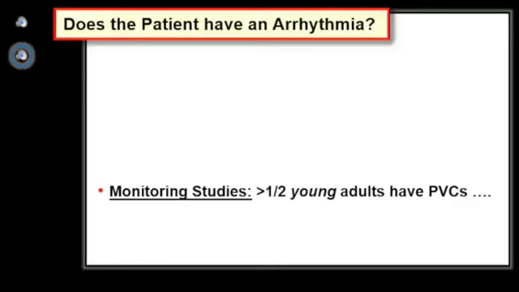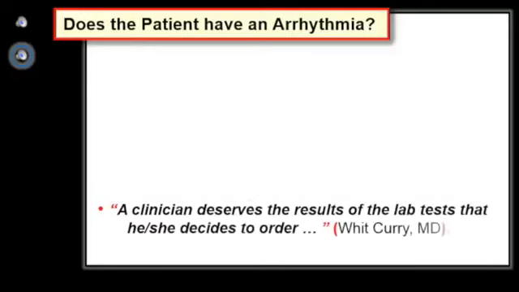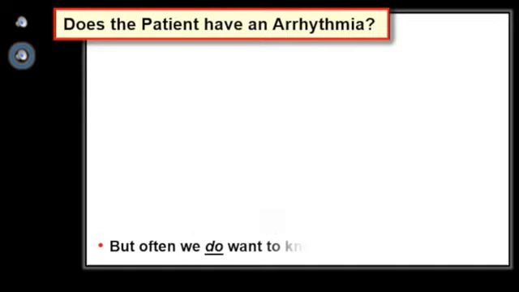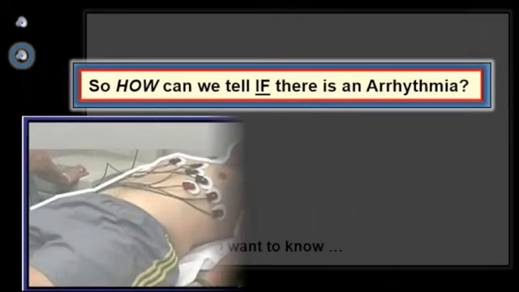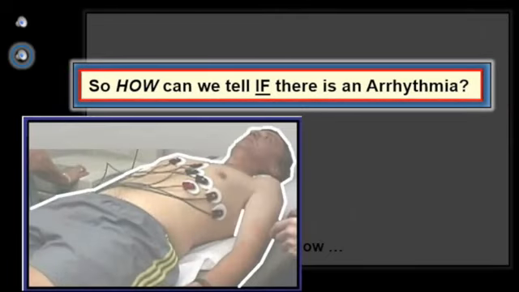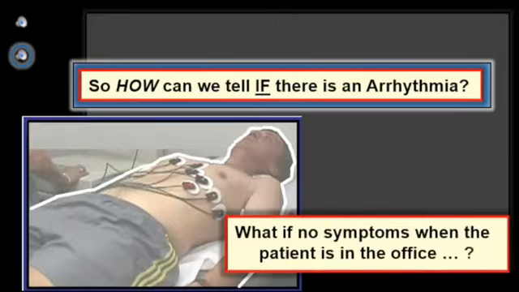which leads me to one of my favorite quotes. A clinician deserves the results of the lab tests that he or she decides to order. There are many patients for whom the clinician might prefer not to know if the patient in front of them has an arrhythmia. That said, there are times when we do want to know. So how can we tell if the patient has an arrhythmia? Obviously, by doing an ECG. But it's not always so easy if the patient is not having their arrhythmia at the time you are seeing them.